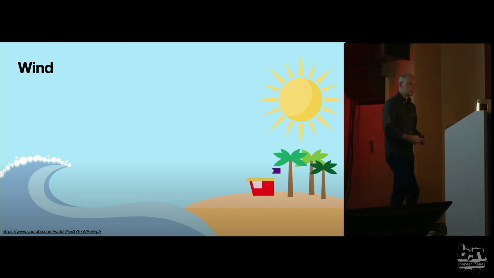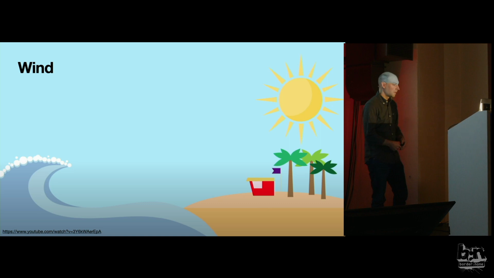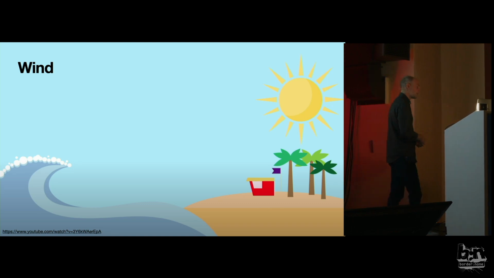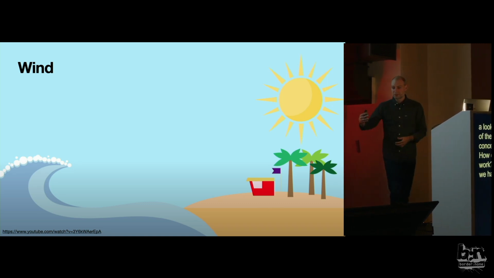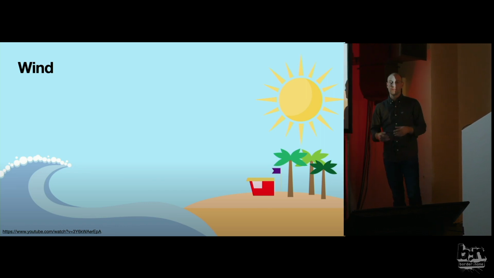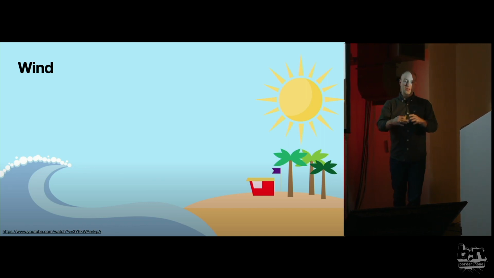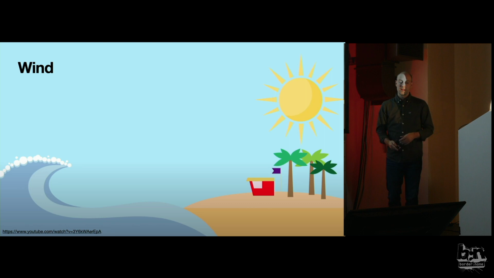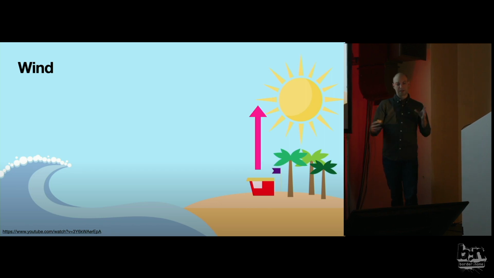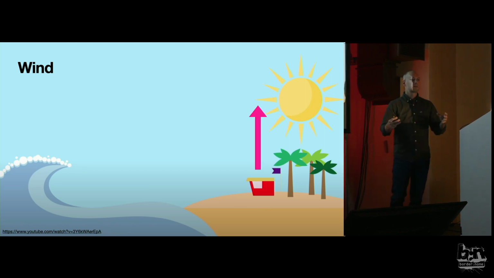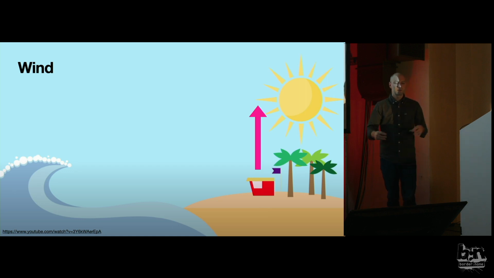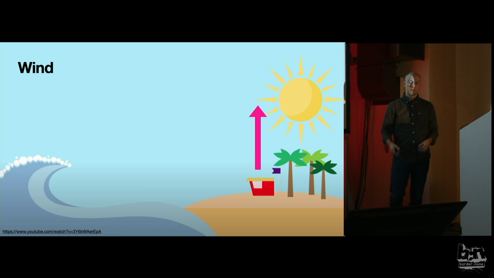How does wind work? Why do we have wind? The sun heats up the ground. The ground heats up the air above it. That makes the air expand, so there is less pressure. Less pressure means this air rises to the top.